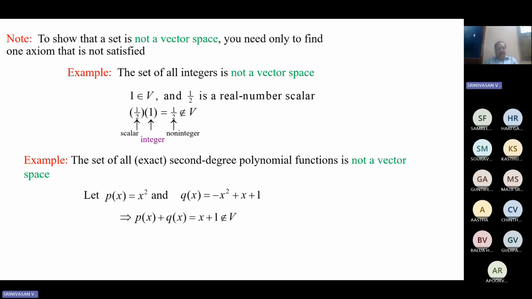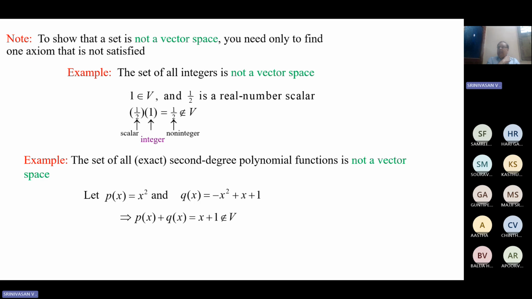See, in mathematics parlance, the golden rule or thumb rule is that to counter any axiom or any rule, it is enough to show for even one case that it is not true. Similarly here, even if one axiom is not met, then the result is not true. So to prove that a set is not a vector space, it is enough to prove that at least one axiom is not satisfied. To take an example, the set of all integers is not a vector space.